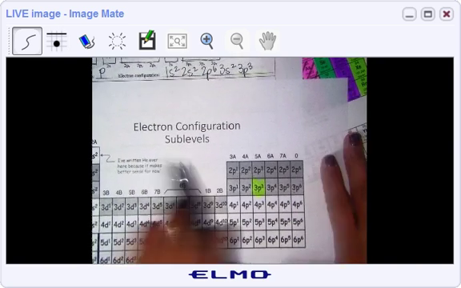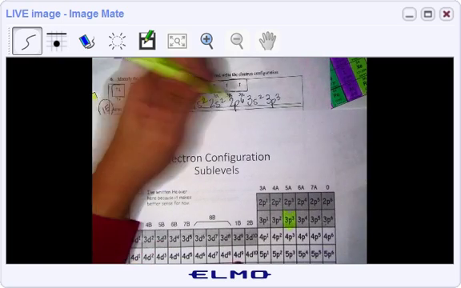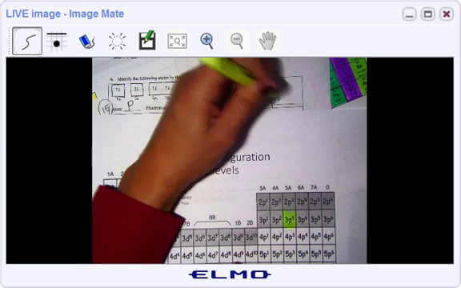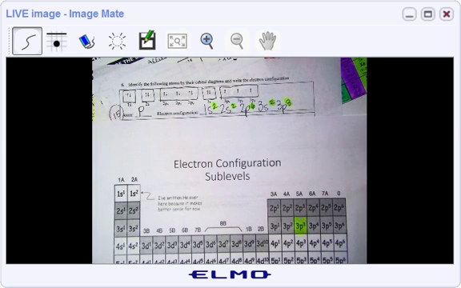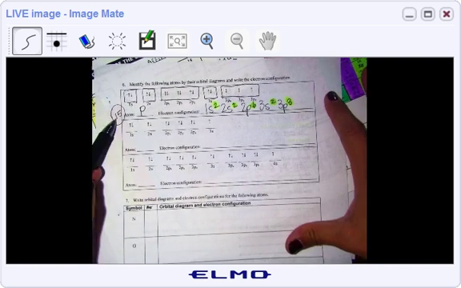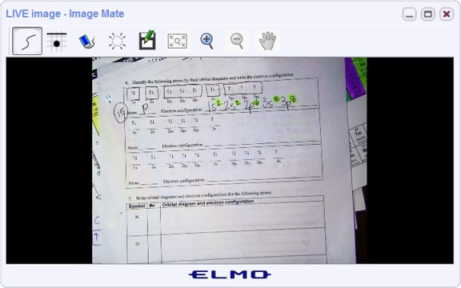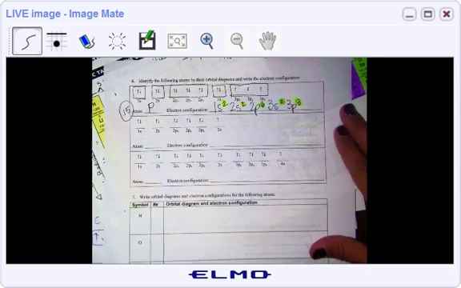If you want to double check to see if your answer is correct, all these little numbers should add up to 15, and it does. So that's another way to double check if your work is correct. Add up all the little numbers, and it will always add up to the atomic number. Let's go ahead and try the next one.